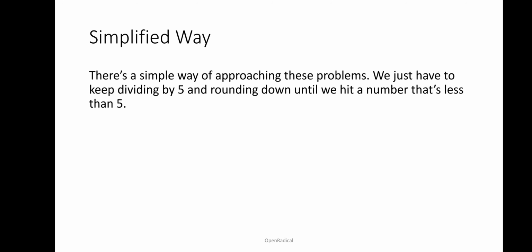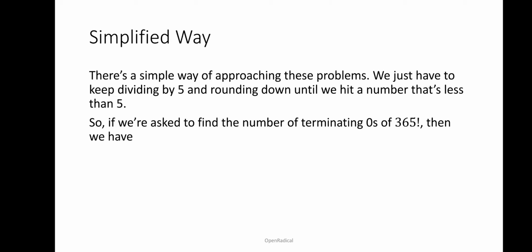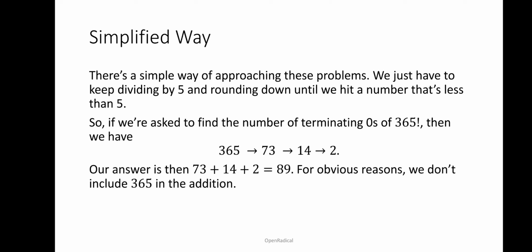Simplified way. There is a simpler way of thinking of these. We just have to keep dividing by 5 and then rounding down until we hit a number that's less than 5. So let's take 365 factorial. 365 over 5 is 73. 73 divided by 5 is 14.6, but we round down to give us 14. 14 over 5 is 2.8, rounded down is 2. So the answer is 73 plus 14 plus 2 equals 89.